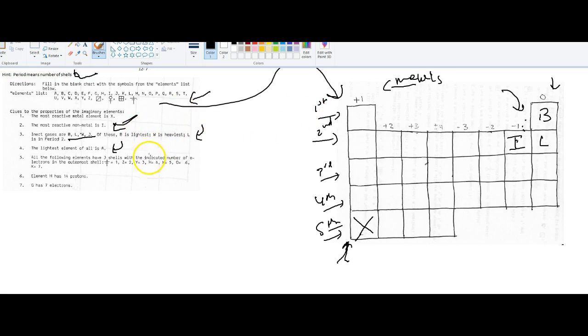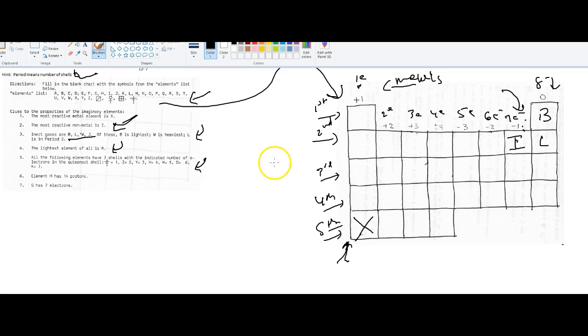All the following elements have 3 shells with the indicated number of electrons in the outermost shell. So remember there's 1 extra electron in this, 2 extra electrons here, 3 extra electrons here, 4 extra electrons here, 5 extra electrons here, 6 electrons here, 7 electrons here, and 8 electrons here, correct? Right? So if you do that, then you look at this list and you go, aha.